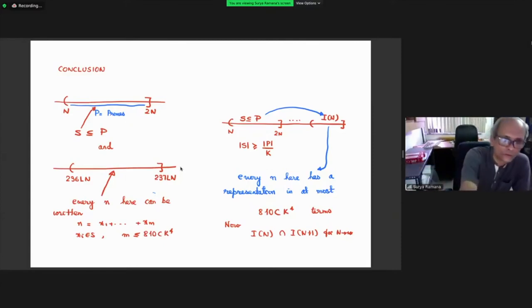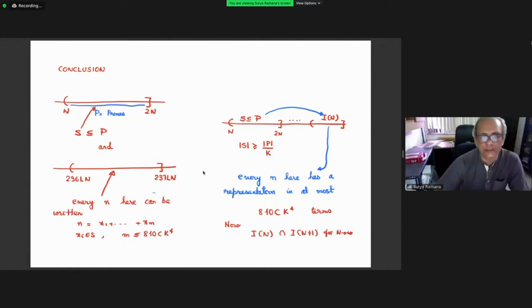So you change n to n plus 1, and this interval that you get changes to another interval, the one corresponding to n plus 1, but all these intervals intersect, and therefore you successfully represent all sufficiently large integers as monochromatic sums of primes. So that's what is written here. The intersection of In and In plus 1 is not empty, and therefore you have succeeded in representing all large enough integers as monochromatic sums of primes.